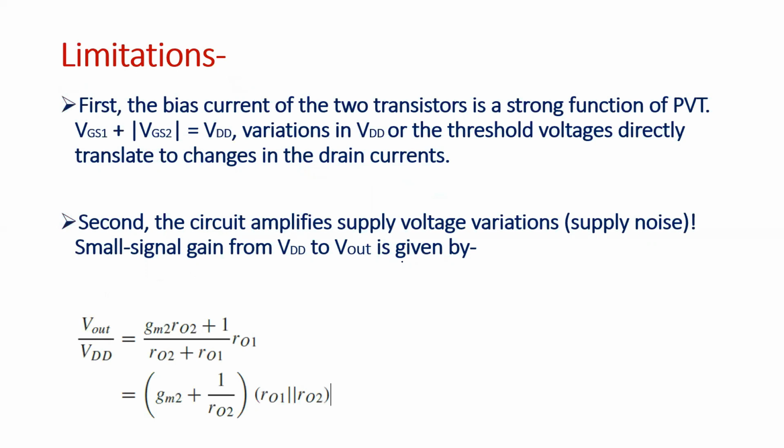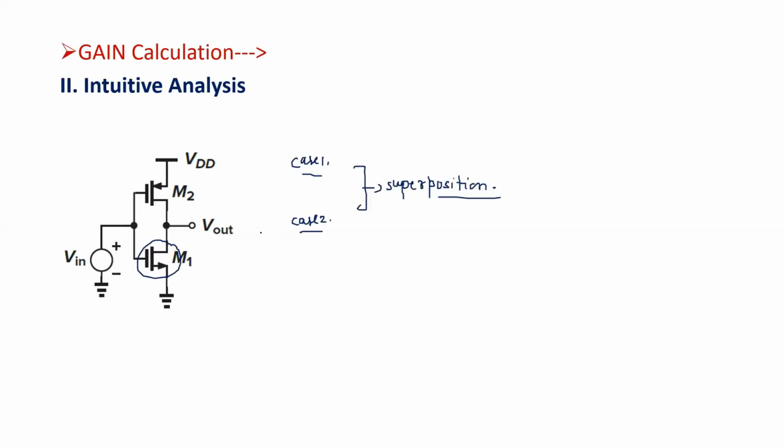So now the point is, what are the limitations of this particular thing? We can see that the bias current of the two transistors is a strong function of process variations, because in this particular figure we can see that VGS1 plus VGS2 equals VDD only. So if I sum up the gate voltages of both, VGS1 plus VSG2, these two voltages give the VDD value.